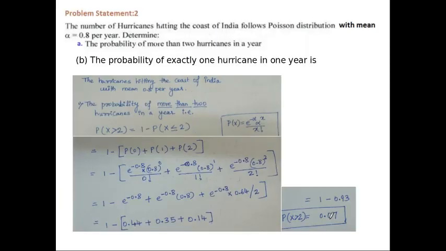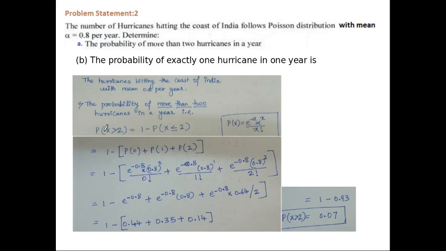Let us solve another problem. The number of hurricanes hitting the coast of India follows a Poisson distribution with mean alpha equal to 0.8 per year. Determine the probability of more than 2 hurricanes in a year and the probability of exactly 1 hurricane in 1 year. First, we shall find the probability of more than 2 hurricanes in a year.